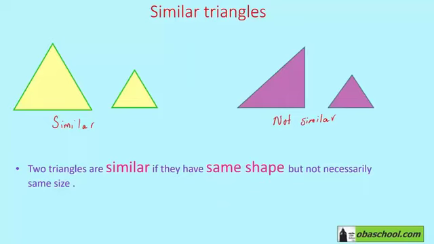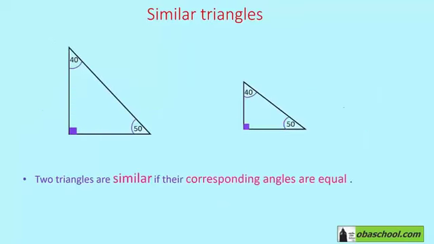So, two triangles are similar if they have the same shape but not necessarily the same size. And how can triangles have the same shape? That is through having equal inside angles. For example, here we have these two triangles having 90 and 40. They are similar since they have the same shape but not the same size. So, keep that in mind when you want to talk about similar triangles.